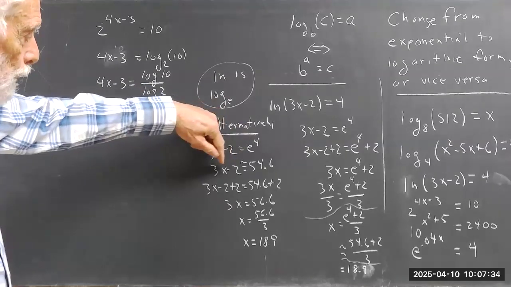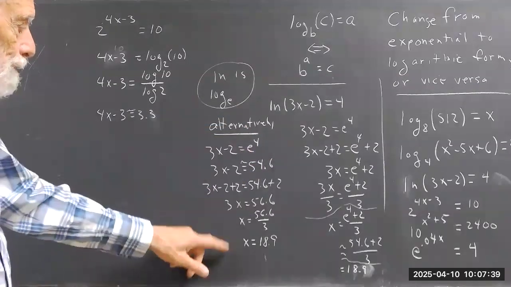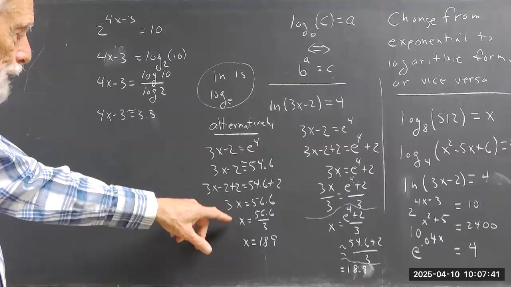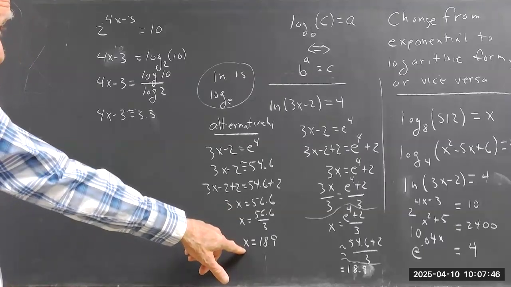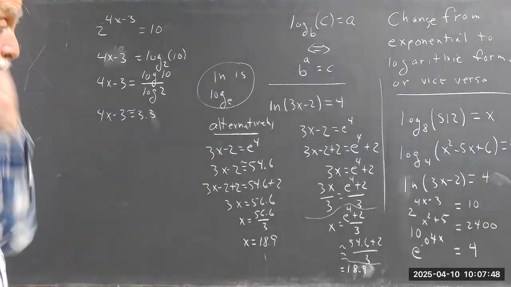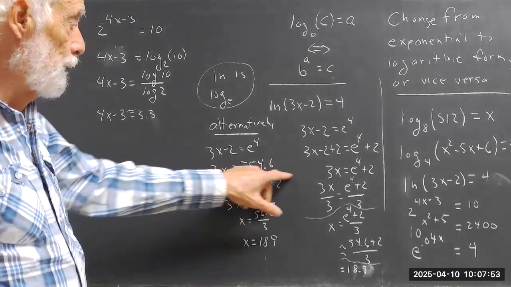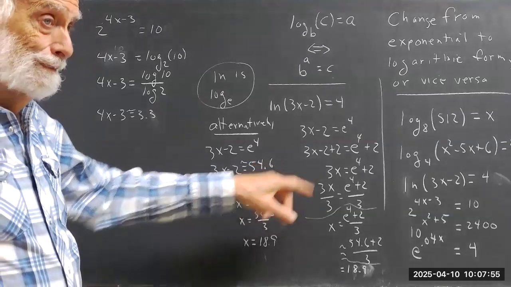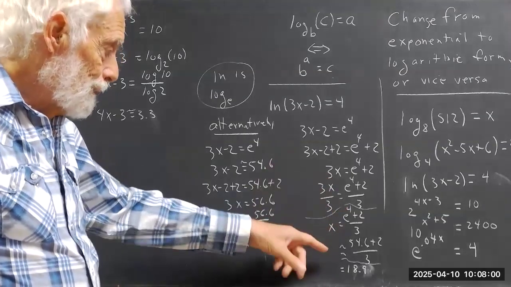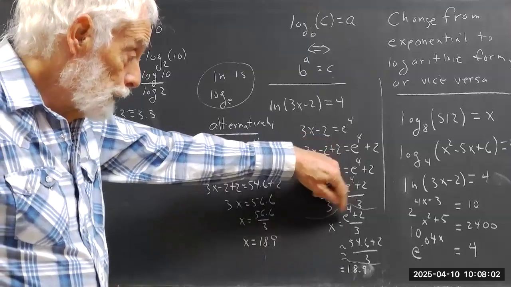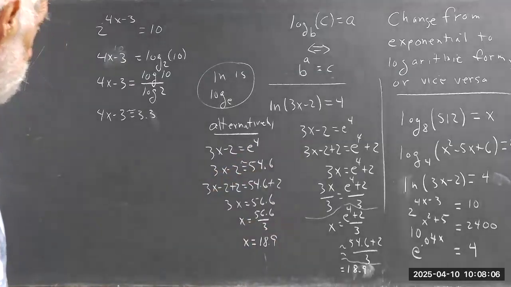3x minus 2 is e to the fourth, so 3x minus 2 is approximately 54.6. Then we just add 2 to both sides, divide both sides by 3, and we still get 18.9. Now, if we wanted 10 significant figures, we'd have to use 10 significant figures in the 54.6. Then it should agree with what we get here if we don't round anything off. It'll take at least 10 significant figures.